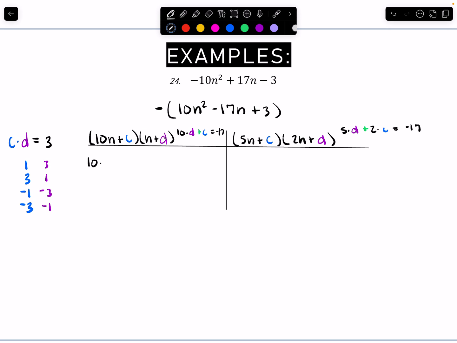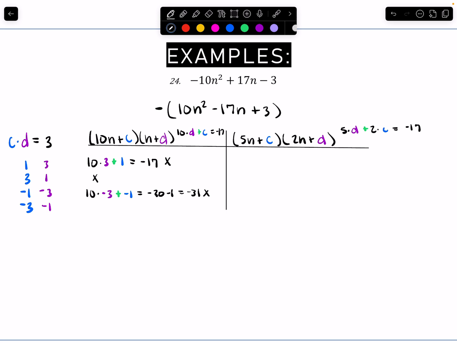So we say 10 times 3 plus c, so plus 1. We want that to give me a negative 17. That won't work. In fact, neither of these positive values will work because positive times a positive, positive plus something is a positive. So there's no way to get 17 with these positive guys. So let's actually look at these negative guys. So we say 10 times negative 3 plus negative 1. Oh, that doesn't work. That's a negative 30 minus 1, negative 31.